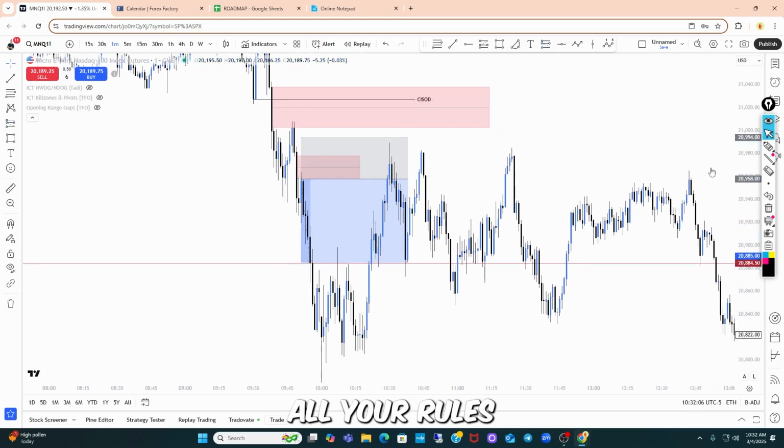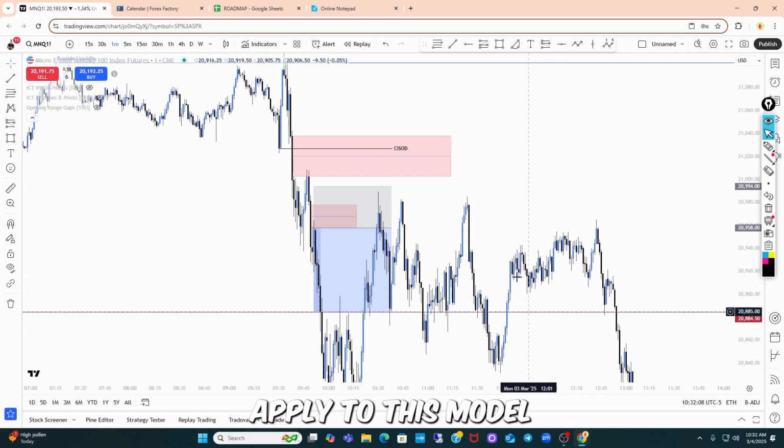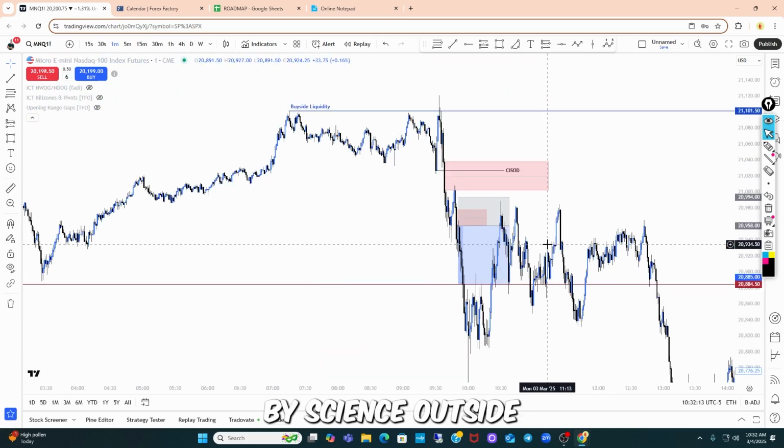All your confluences, all your rules apply to this model. We first identify buy side and sell side. Once we don't have a strict bias, we wait for one of the liquidity to get swept, and then we target the opposing liquidity, which was sell side. Then we wait for a change in state of delivery. Once we've confirmed a market structure shift to the downside, we then pay attention to insufficiency.